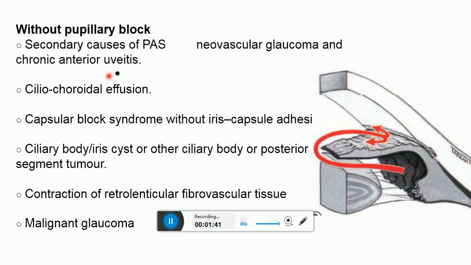Another type of secondary angle closure is without pupillary block. There are a number of causes. The first cause is secondary causes of peripheral anterior synechia, such as occurring in neovascular glaucoma, advanced neovascular glaucoma, and chronic anterior uveitis, cilio-choroidal effusion, capsular block syndrome without iris-capsule adhesion, ciliary body iris cyst or other ciliary body or posterior segment tumor, contraction of retrolenticular fibrovascular tissue such as in proliferative vitreoretinopathy and retinopathy of prematurity, and the last is malignant glaucoma, also known as ciliolenticular block.